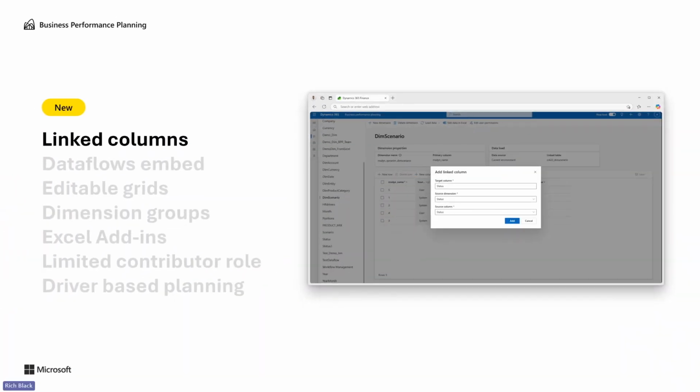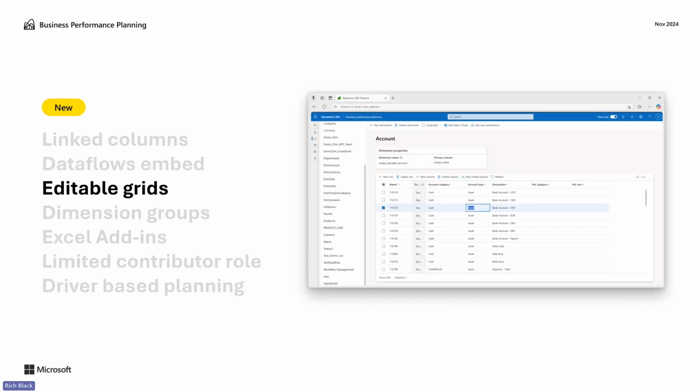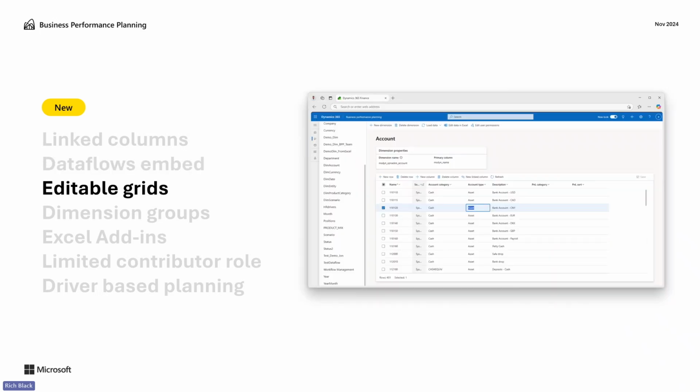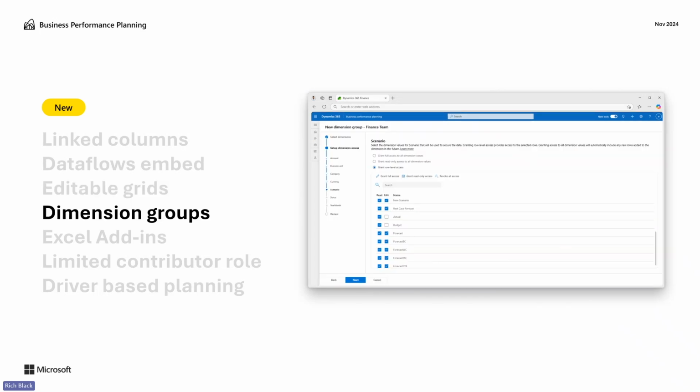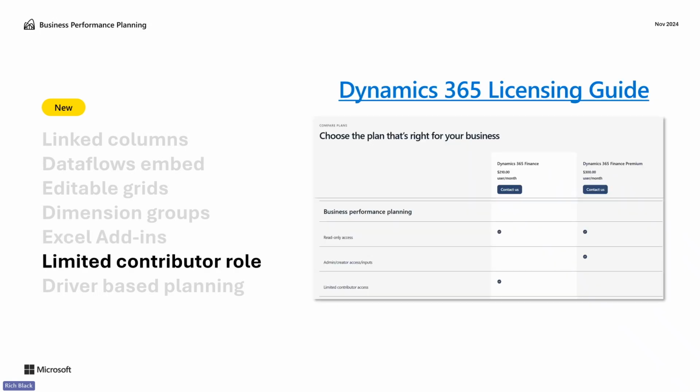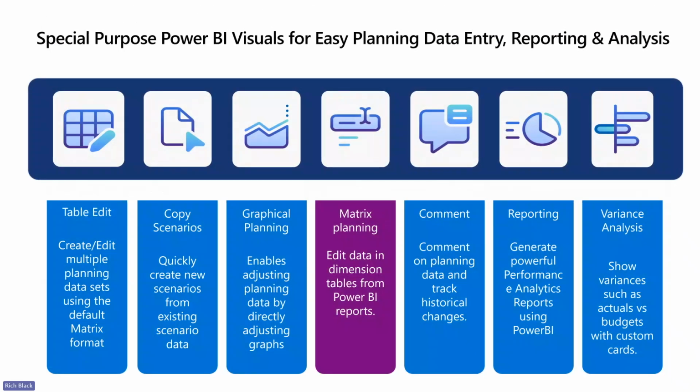I don't know if we saw specifically the ability to use the linked columns in your dimension structure, but that provides a lot of flexibility in your cube design. Sorry, we did see the embedded data flow experience there. We have the editable grids we took a look at in the dimension management, our dimension groups to provide some granular security on the data that is in our cubes, the use of the Excel add-in, our limited contributor role, and this is from the latest licensing guide, helps you make this more accessible to your users who might already have Dynamics Finance licenses. And of course, we had that demonstration of the driver-based planning.